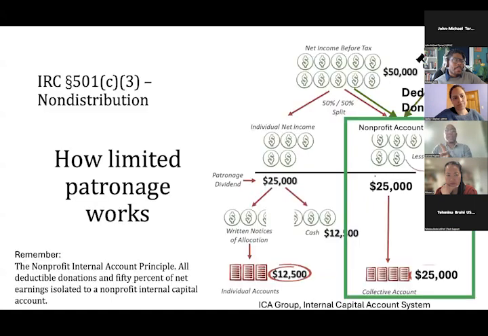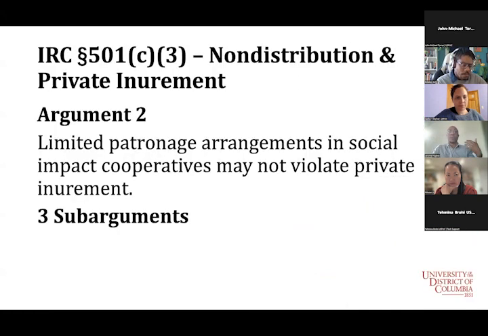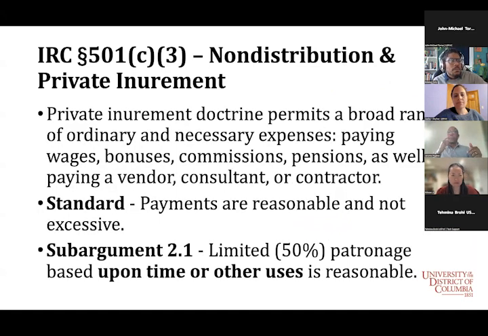And so just to go back, you have the nonprofit internal account on one side, which is not a reserve account. And then on the other side, you have this individual net income, which is what I call limited patronage. Generally, I argue that limited patronage should not violate private inurement for three reasons. One, private inurement doctrine permits a broad range of expenses, including paying wages, bonuses, commissions, pensions, a vendor, consultant, or contractor. And the standard for that is that the payments are reasonable and not excessive.